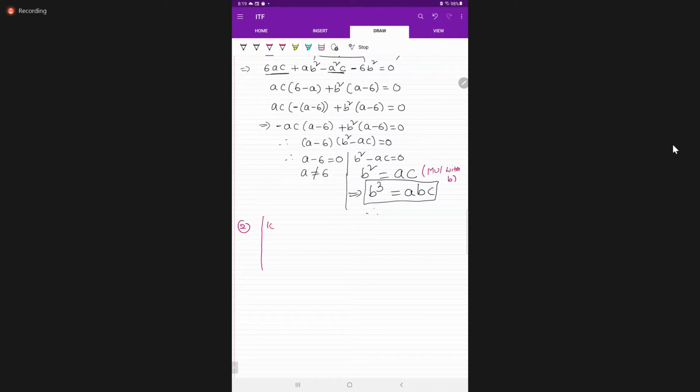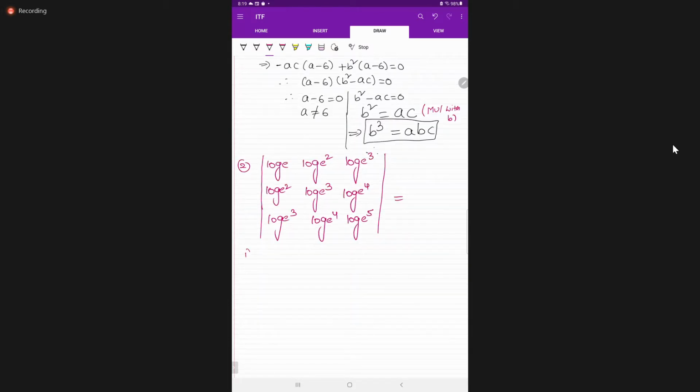Determinant of log e, log e square, log e cube; log e square, log e cube, log e to the power 4; log e cube, log e to the power 4, log e to the power of 5, which is equal to: first option 0, second option 1, third option 4 log e, and fourth option 5 log e. Students, tell me this answer, all of you.